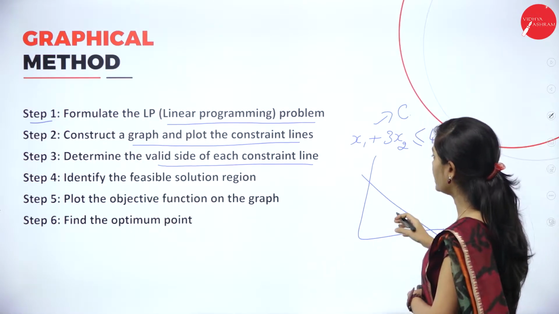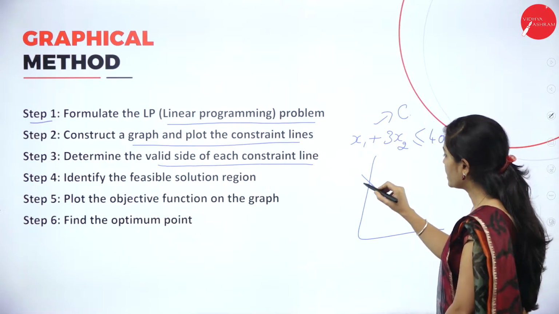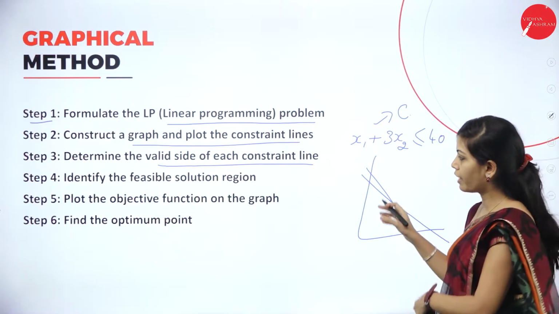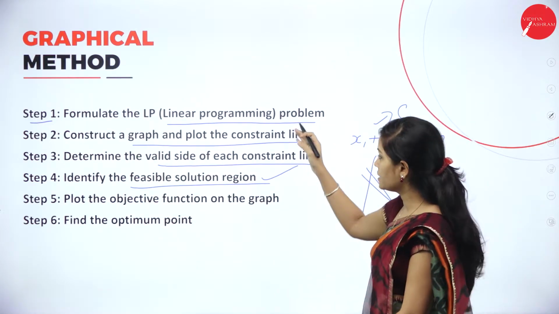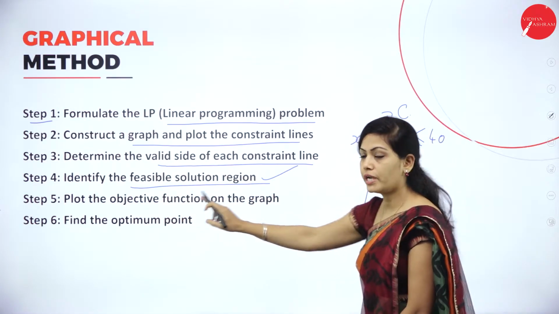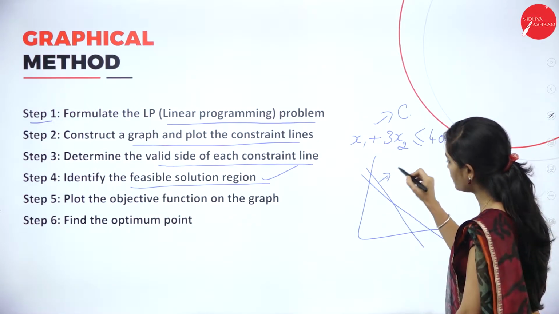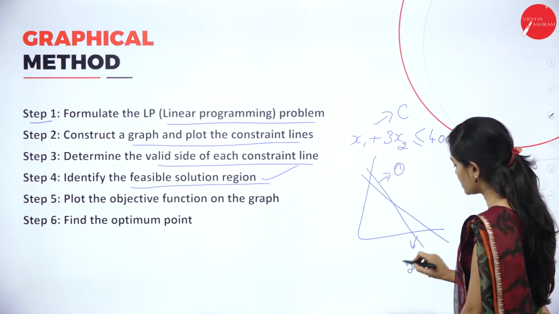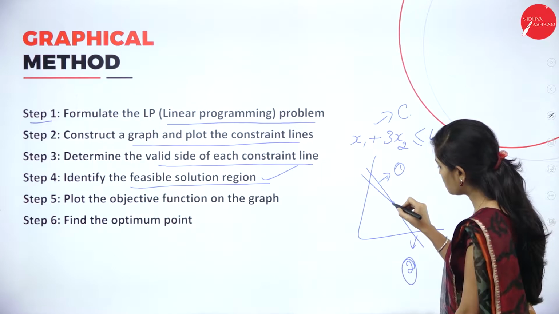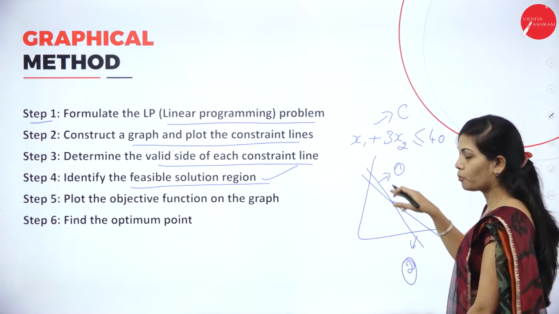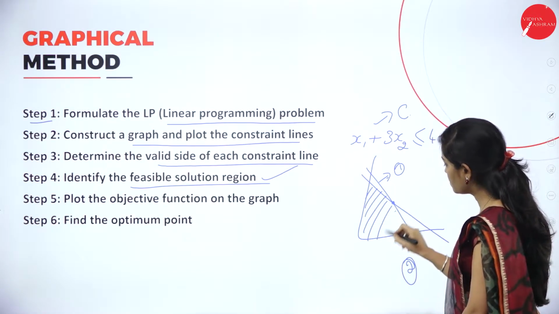So, here we have to find the valid side of each constraint. For every constraint, we will get 2 points. So, first we have to find valid side of each constraint line. So, after plotting the constraint lines, we have to identify the feasible region. So, here using two constraints, this is first constraint and this is second constraint. Using two constraints, I got an area. So, two lines are connected to each other. So, this area is called as feasible region.